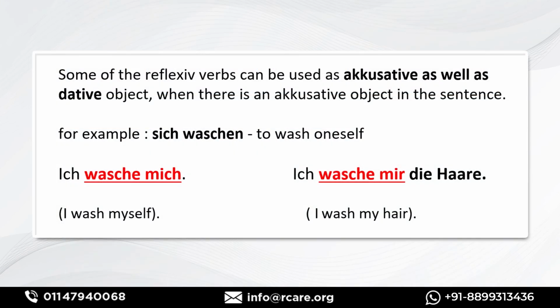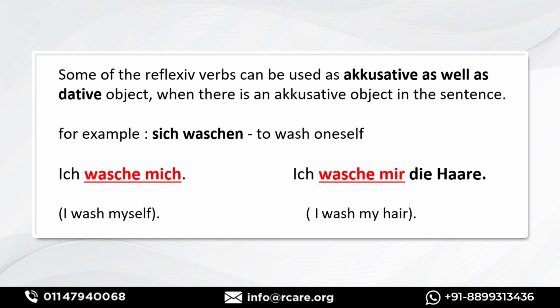Now let's see the example with an accusative object again. Now some of the reflexive verbs can be used with an accusative as well as a dative object, as I have explained to you earlier. But when there is an accusative object in the sentence, the reflexive pronoun will take dative case. So now, for example, sich waschen, to wash oneself.